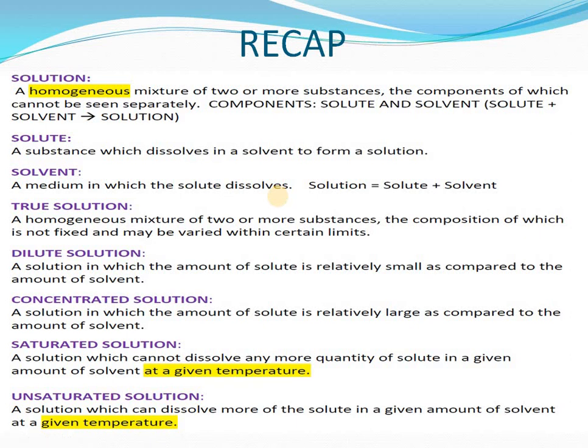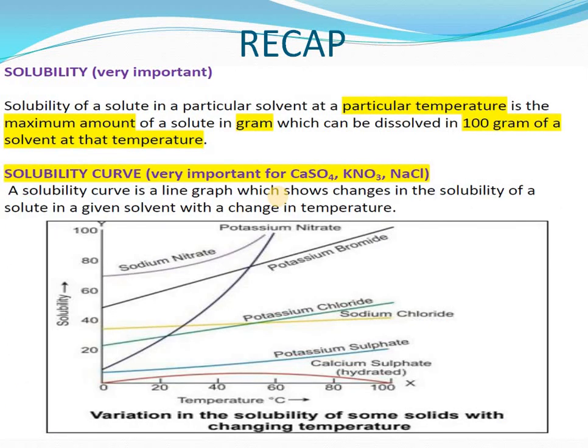We have discussed the solution, which is a combination of solute and solvent, where the solute is present in small quantity and the solvent in large quantity. We have true solution, which is homogeneous, dilute solution and concentrated solution. We have discussed saturated and unsaturated. An important point is that we have to keep temperature in mind while writing the definition for saturated and unsaturated. In regard to solubility, temperature is fixed and solvent is fixed, 100 gram, and how much solute is added, that is called solubility.